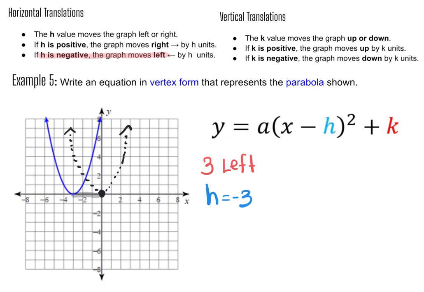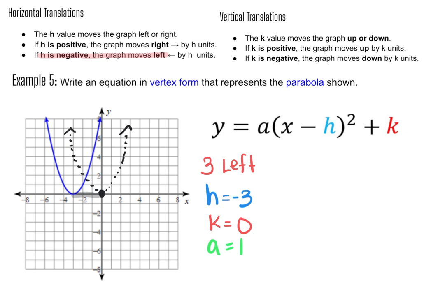Now, because I did not go up or down at all from the origin, I can say that my k is equal to 0. Now, my a, because I am not shifting or adding any of these values for a, we're going to let a be 1 for now, until we talk about reflections and compressions and stretches. So for now, for the purposes of writing an equation, a is equal to 1.